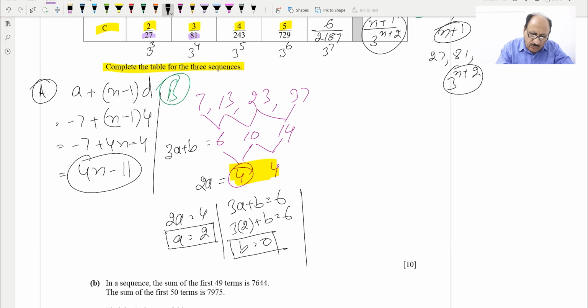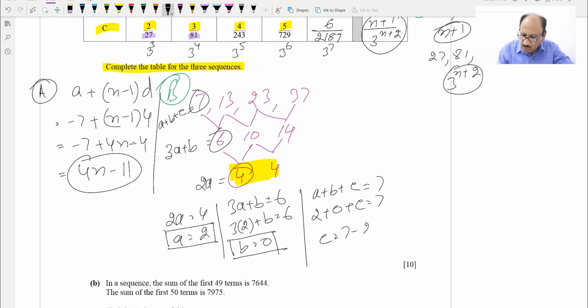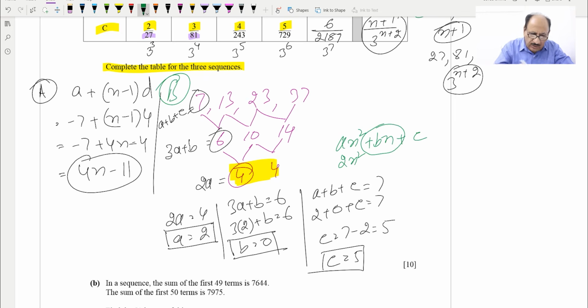Now we can find the c value, and we know the first term will be a plus b plus c, so a plus b plus c is equal to 7, and a is 2 and b is 0, and plus c is equal to 7, so c is equal to 7 minus 2, which is equal to 5, so the c value is equal to 5. So we got the ABC values. Now we can write our equation: an square plus bn plus c. A is 2, so 2n square plus 0, and we will write c as plus 5.